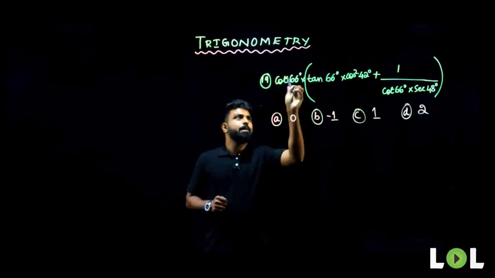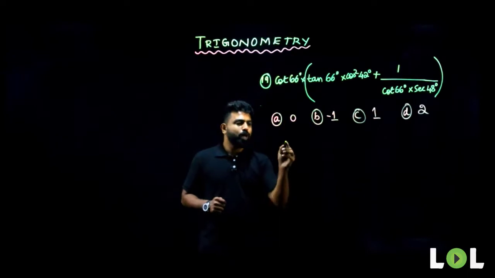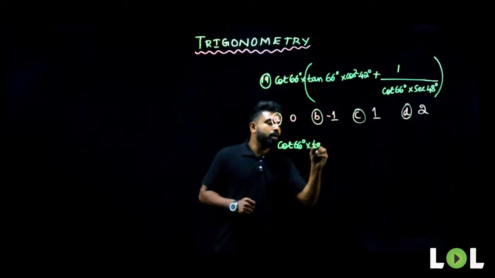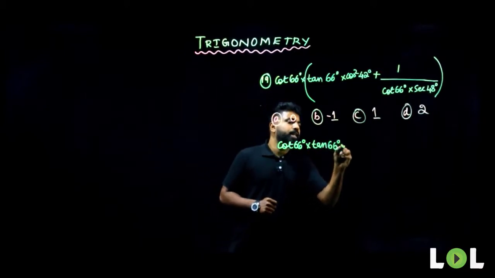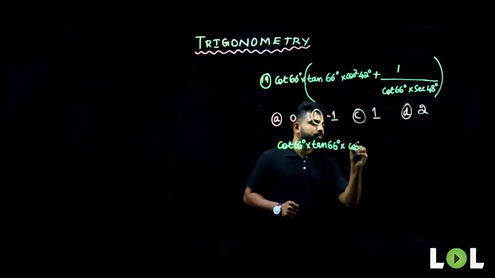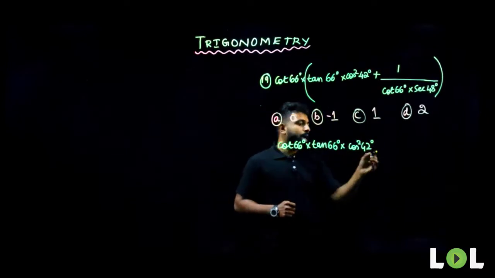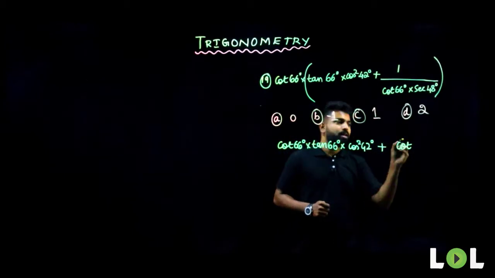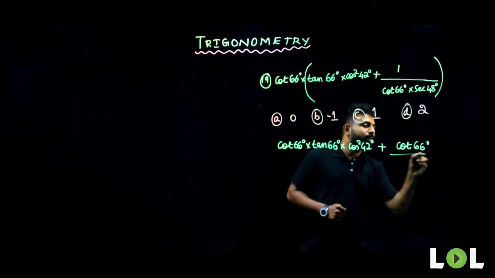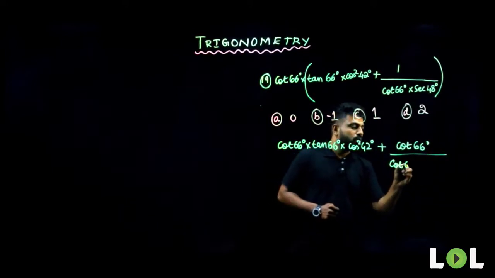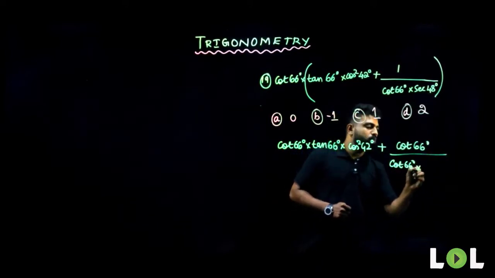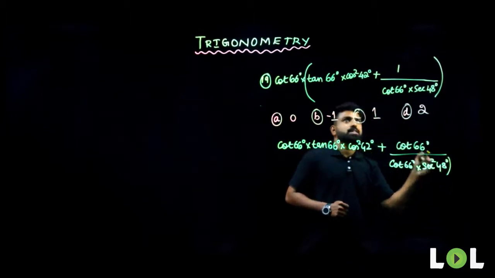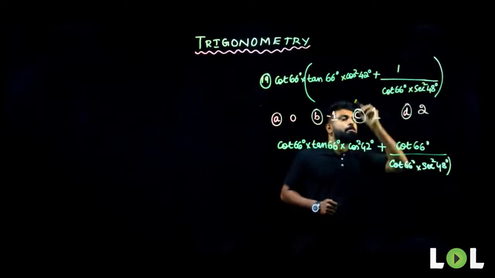First, I'll multiply my cot 66 inside throughout the bracket. So what will I be left with? Cot 66 degrees into tan 66 degrees into cos square 42 degrees, plus, if I multiply this, what will I be left with? Cot 66 degrees, the whole divided by cot 66 degrees into secant square 48 degrees.